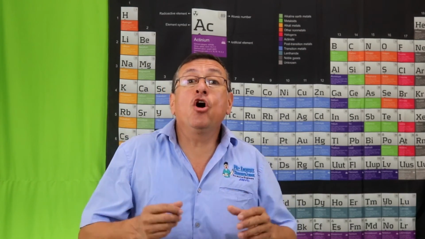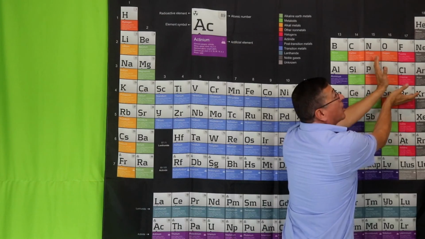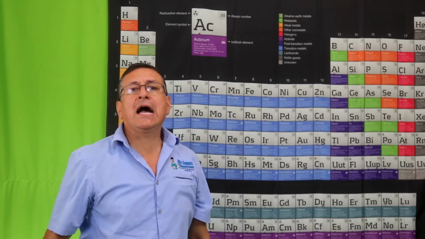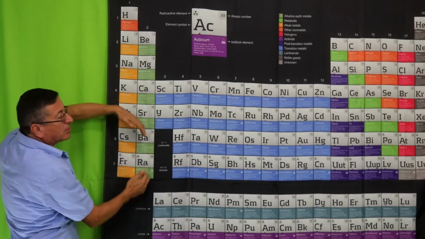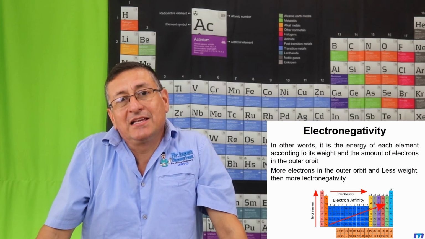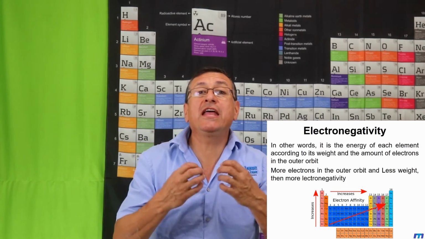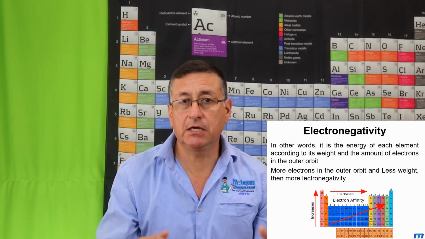The elements located in groups 5, 6, and 7 in this corner have too much energy. High level of energy. And the elements located in groups 1 and 2, especially at the bottom, have a low level of energy. The amount of energy of each element by itself, this is the electronegativity.